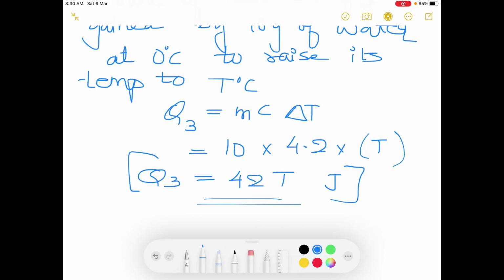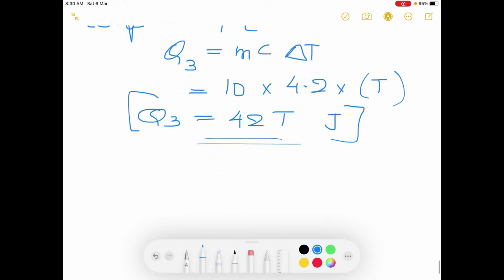ઇનિશિયલ ટેમ્પરેચર વોટરનું કેટલું તો કે 10 ડિગ્રી સેલ્સિયસ. 10 ડિગ્રી સેલ્સિયસથી આપણે ફાઇનલ ટેમ્પરેચર ક્યાં પહોંચાડવાનું છે તો કે T ડિગ્રી સેલ્સિયસ. ઓકે, સેમ સ્ટેટમાં જ છે તો mc ડેલ્ટા ટી વાળું ઇક્વેશન યુઝ કરશું.